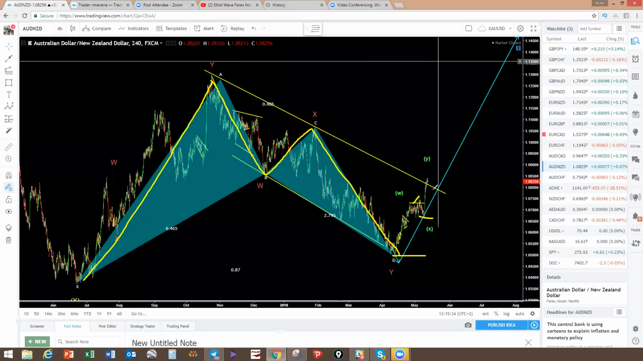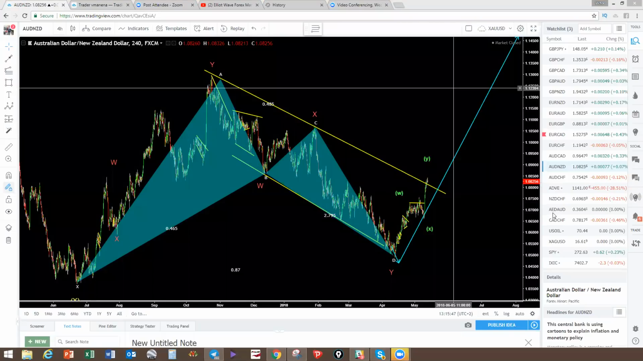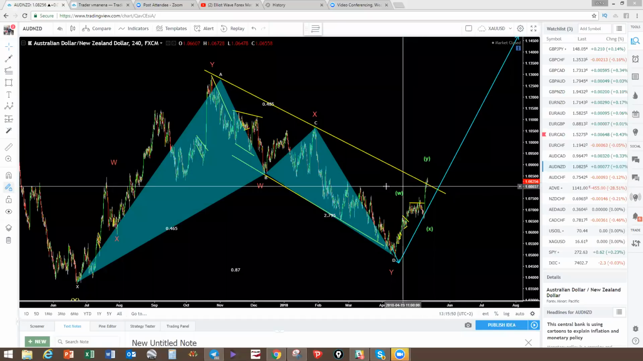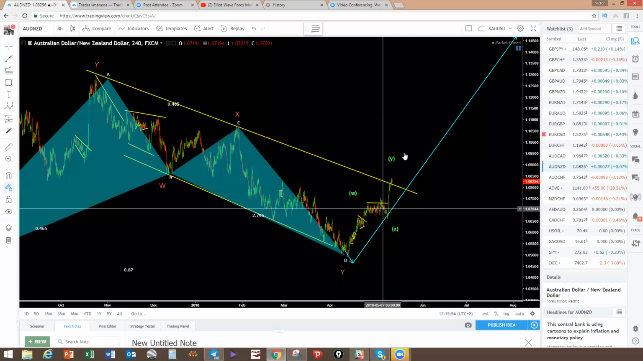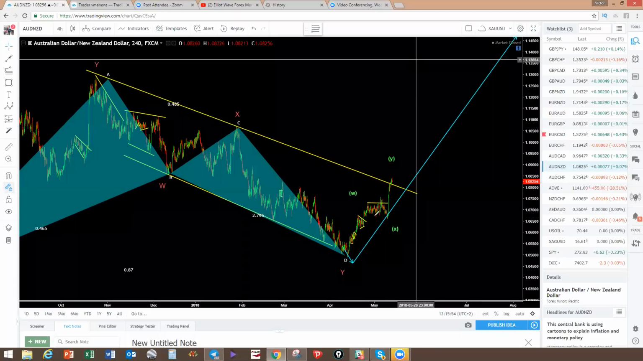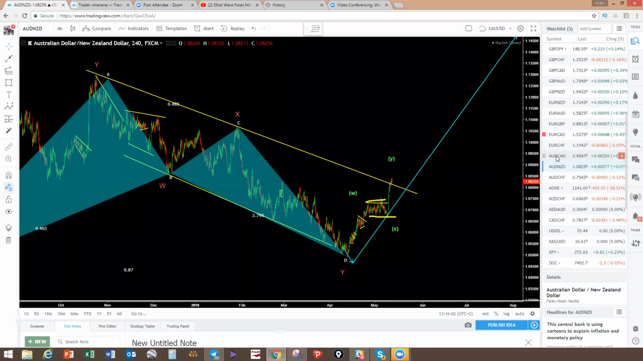Okay, so the target here, if you're going to get this one, this is a lower degree, so we're going to need to get a continuation like that, if we're going to get progression there. Okay, so it's a pulsing move. You need to wait for it to give you a deeper correction, a correction bigger than this one. Okay, so that is AUD New Zealand.